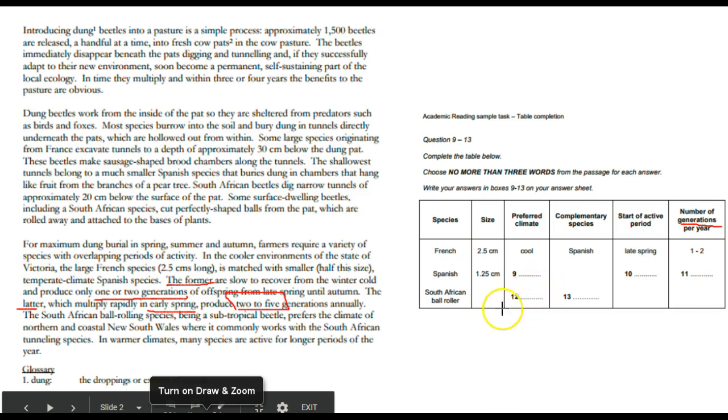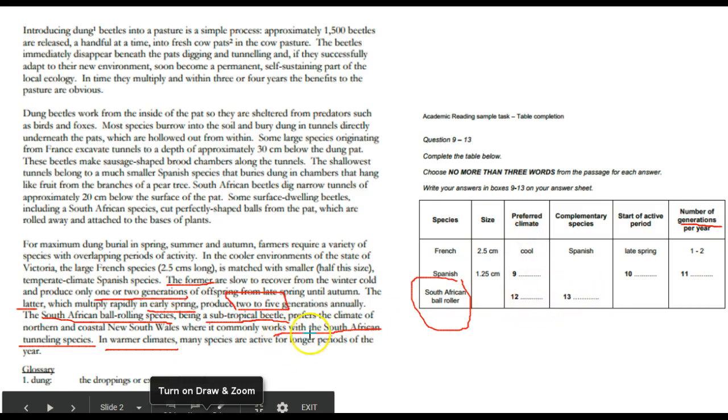For question 12, we need to find the type of climate that's more suitable for the South African ball roller. We find in this sentence the South African ball rolling species, same meaning as this, being a subtropical beetle, prefers the climate of northern and coastal New South Wales, where it commonly works with the South African tunneling species in warmer climates. So the answer here is subtropical, because subtropical is a type of climate, so we just write it here.